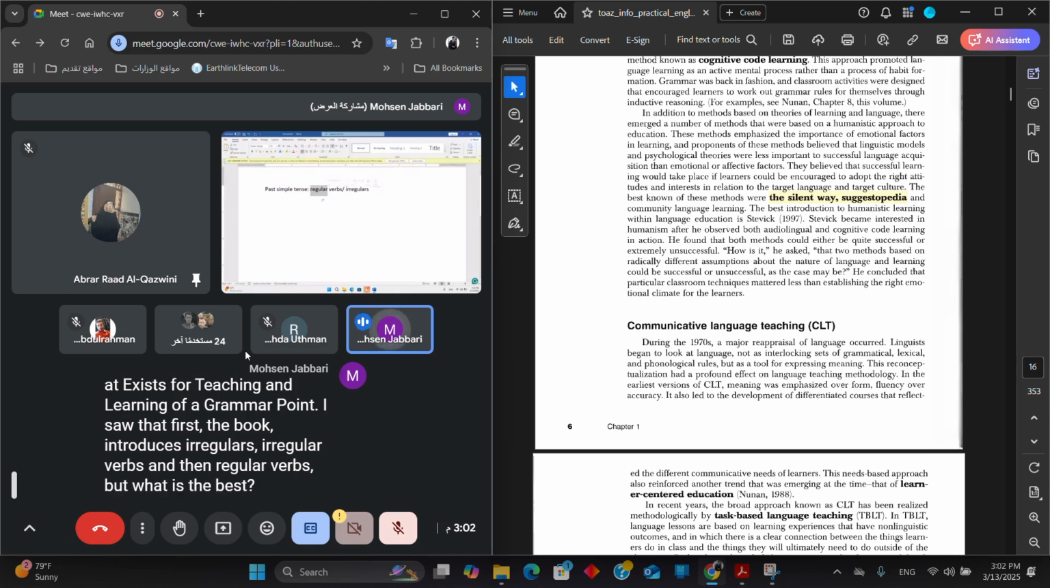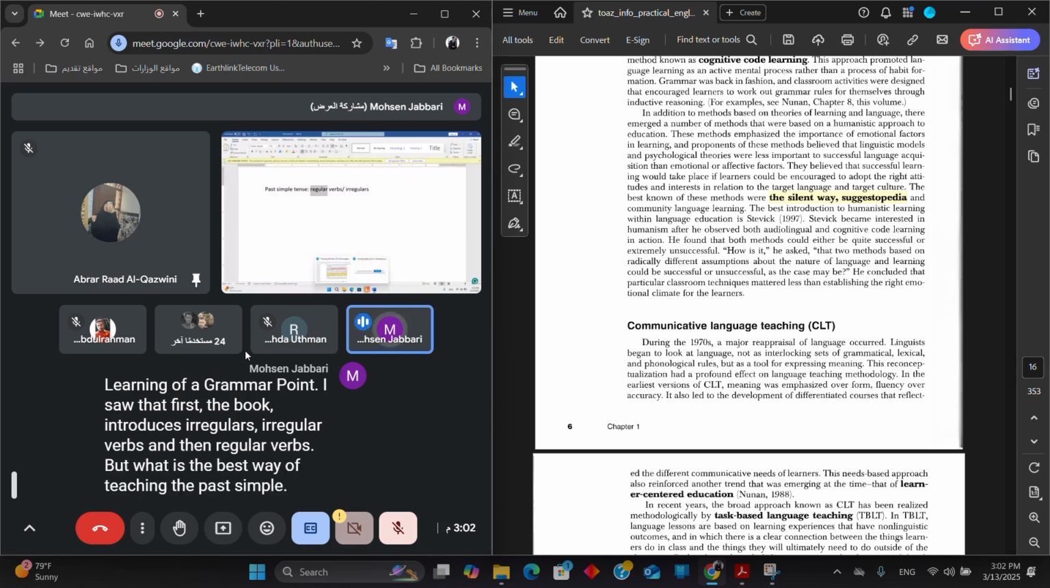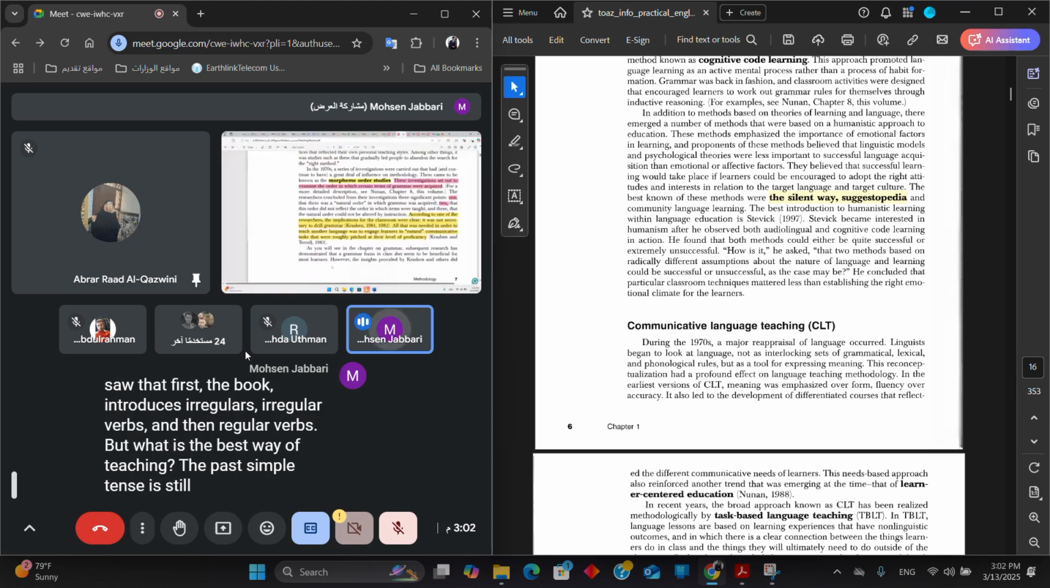But what is the best way of teaching the past simple tense is still unknown and can be further investigated in a line of study that is referred to as morpheme studies.